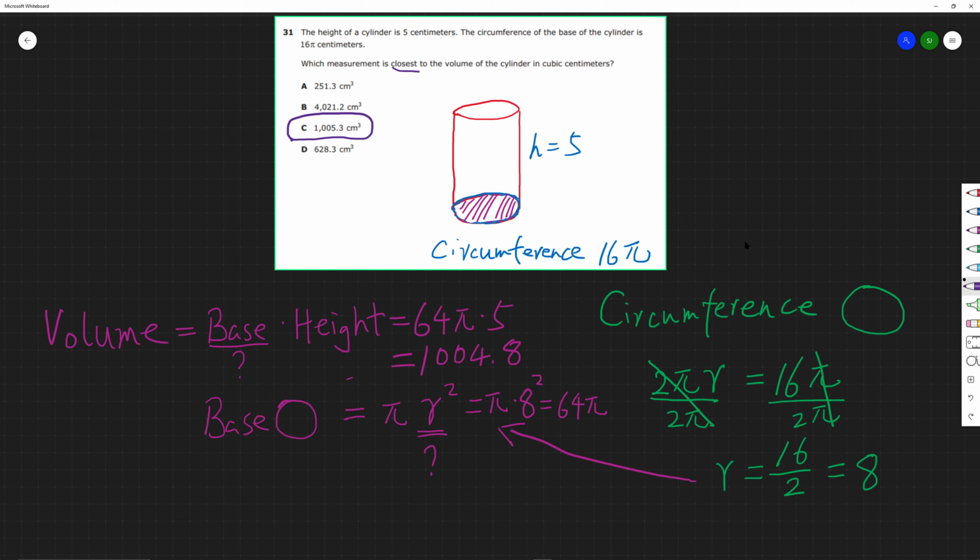So let's look back. We need the volume, then we need the base. If we need the base, we need the radius. So we use the circumference formula to find out the radius, then we find out the base, then we find out the volume. So that's how we solved this question 31. And that concludes our solution.